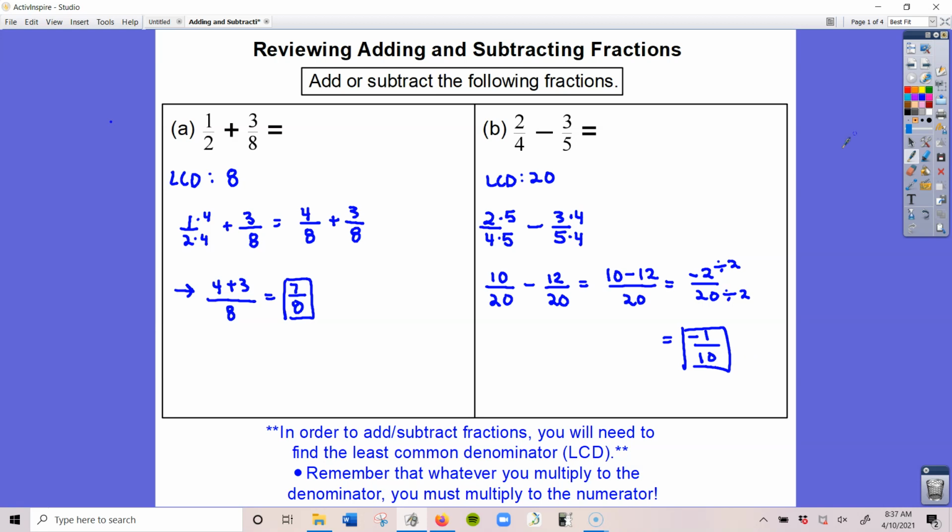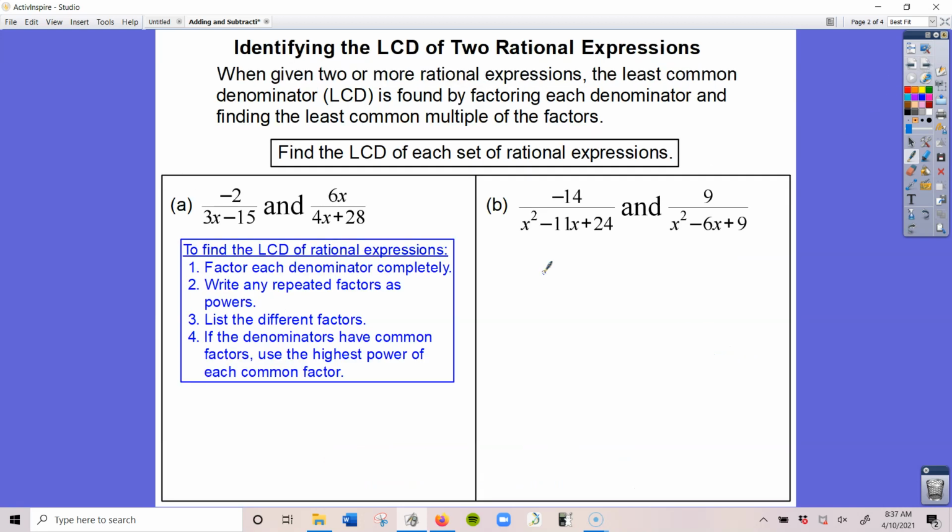Now let's examine some rational functions and how to determine the LCD. So in these questions here, we're not going to add or subtract quite yet. We're just going to practice how to figure out exactly what the LCD is. Now, in order to find the LCD, I have some steps here that you can follow. First, you would have to factor each denominator completely. So let's start with that first step.